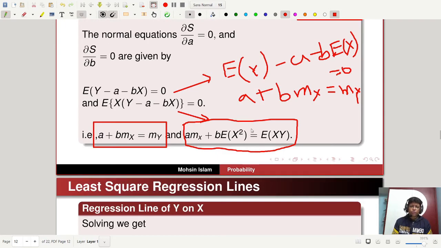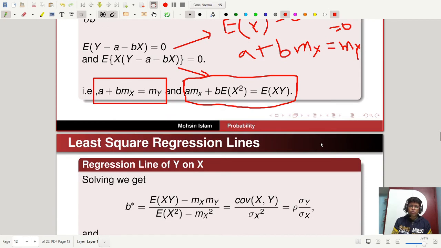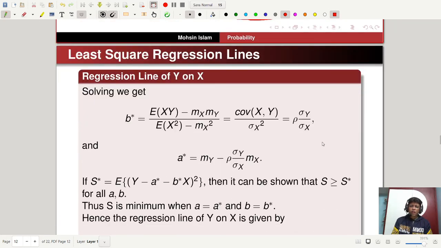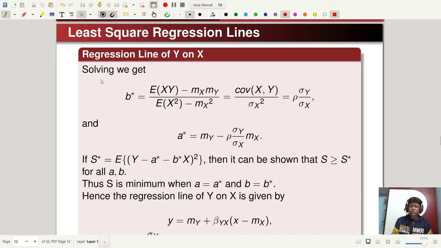Now, solving these two simultaneous equations, you can get b star equal to this expression, and you know that the numerator is the covariance of xy and the denominator is the variance of x, sigma square. Applying the formula for covariance, that will give you rho sigma y by sigma x.